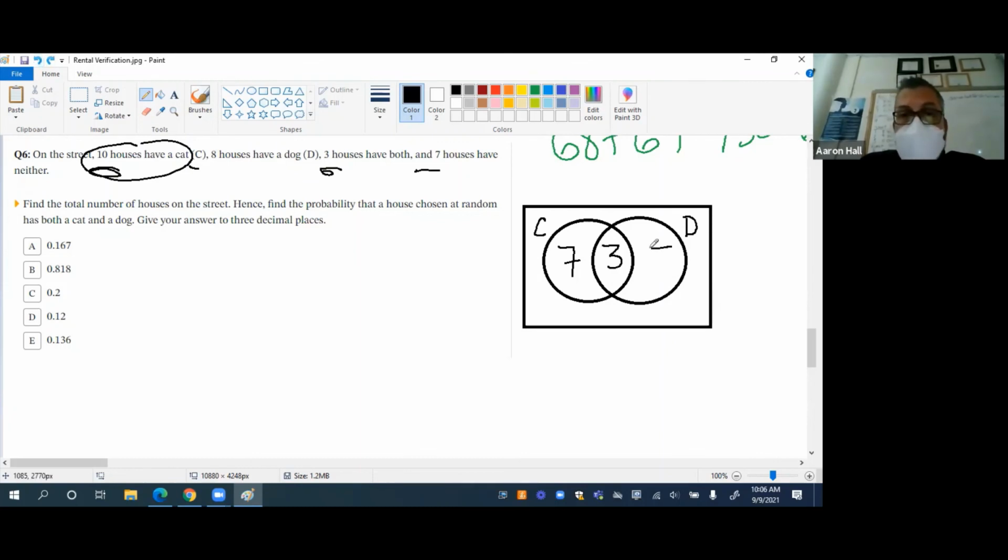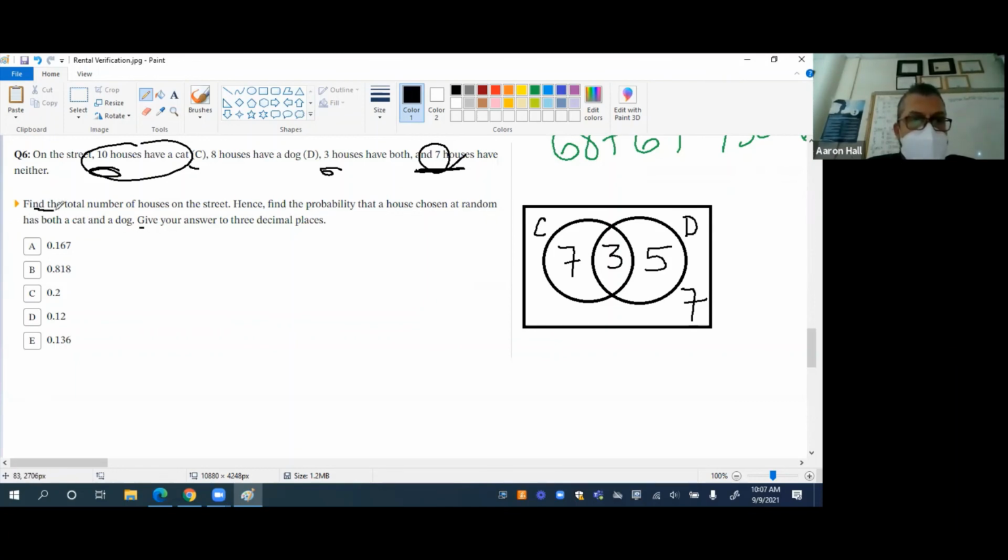Now it also tells me that 7 houses have neither. Where does that go? On the outside right here. It's not part of the cats family and it's not part of the dogs family. It is neither. All right, let's see if we can answer the question. What does the question say? Find the total number of houses on the street. Hence, find the probability that a house chosen at random has both a cat and a dog.